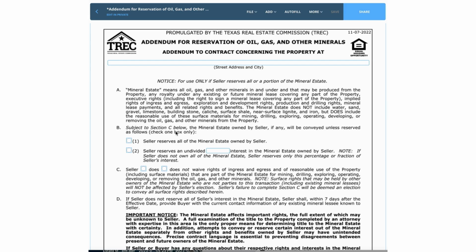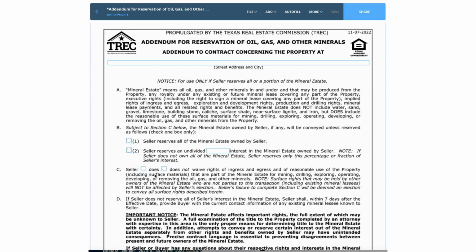B, so subject to Section C below, the mineral estate owned by the seller, if any, will be conveyed, or reserved as follows. So they're going to check one of the boxes. Is the seller going to reserve all the mineral rights owned by the seller? Or will the seller reserve their undivided interest, whatever percentage they own, in the mineral rights owned by the seller? If the seller does not own all of the mineral rights, seller reserves only the percentage or fraction of seller's interest. So they need to check which one applies to them.